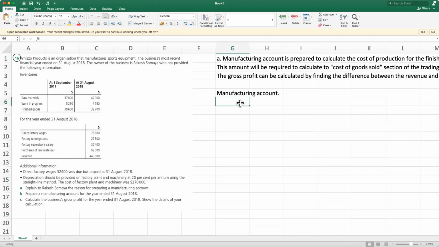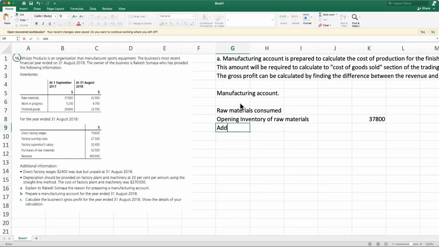My manufacturing account will start with raw materials consumed, opening inventory of raw materials. So just change it here. Add purchases of raw materials here, 2,500. And then you get your amount, which is 130,300.